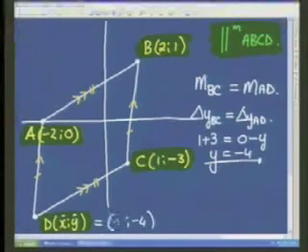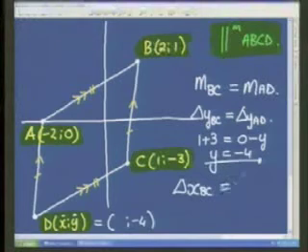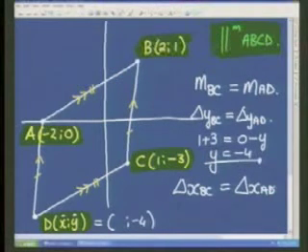Now I need to find the x coordinate, and I do it exactly the same way. The change in x of BC is the same as the change in x of AD. Rafilwe, make a note of this. Please, if you're watching me, write this down. It is important and it's going to save you time. If the three vertices are given and you want the fourth one, this is what you do.